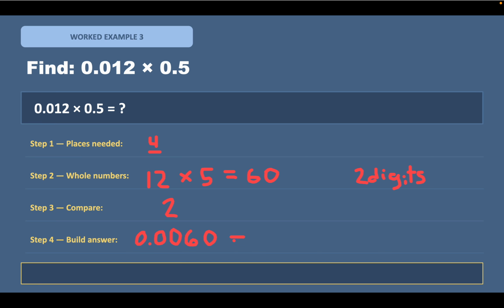And then again, this simplifies because we don't need this 0 at the end. It doesn't change the value of the number if we lose that 0. So we're just going to drop that 0 as our final answer. Our final answer is 6 thousandths.